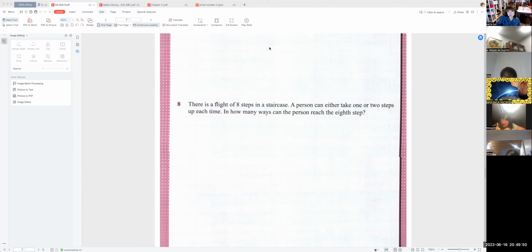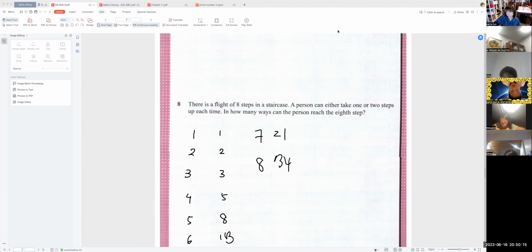There is a flight of 8 steps in a staircase. A person can either take 1 or 2 steps up each time. So if you want to go to 1, it is 1 way, right? So 2 steps, there are 2 ways, and 3 steps 3 ways, and 4 steps 5 ways, and 5 steps 8 ways, and 6 steps 13 ways, and 7 steps 21 ways, and 8 steps 34 ways. Very good.